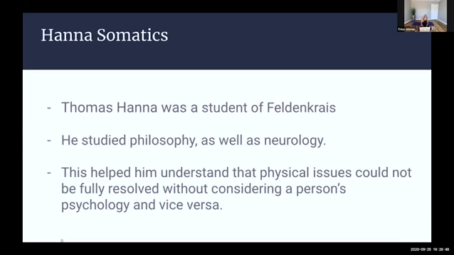And that's another thing that I just really love about somatics, and especially these three somatic pioneers, is their ability to take the best from different modalities and put it together to help people. So his study of philosophy and neurology helped him understand that physical issues couldn't be fully resolved without considering a person's psychology and vice versa.